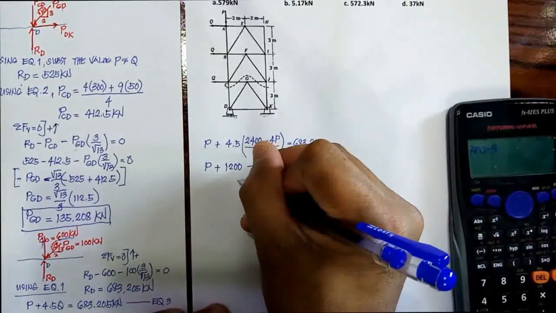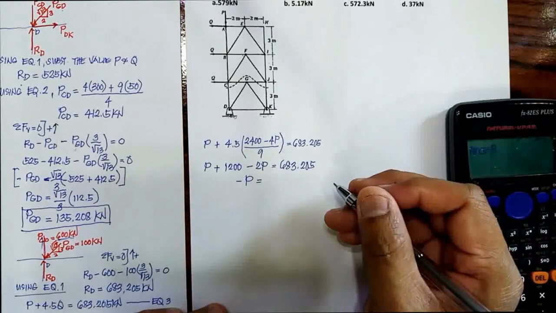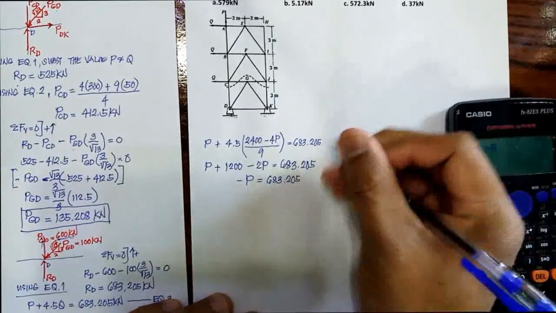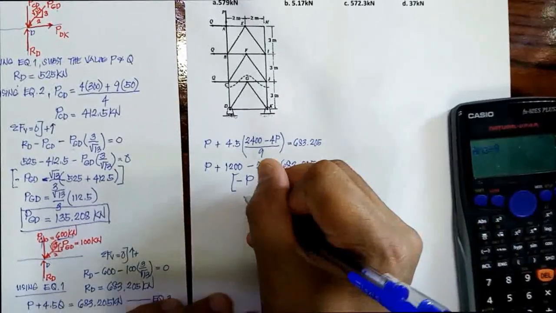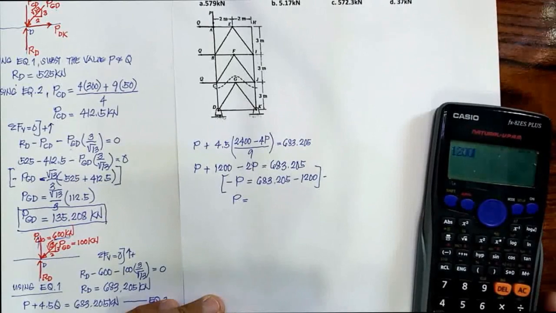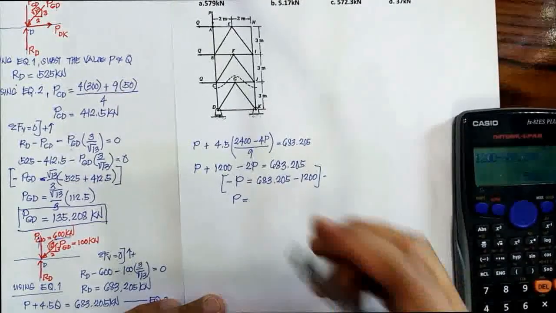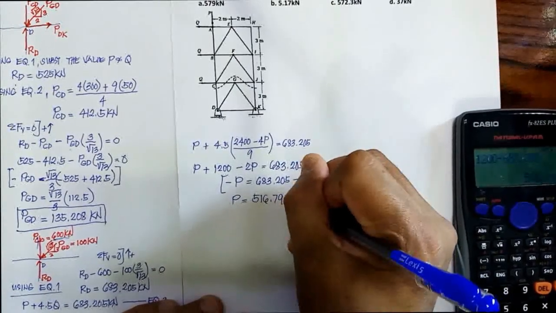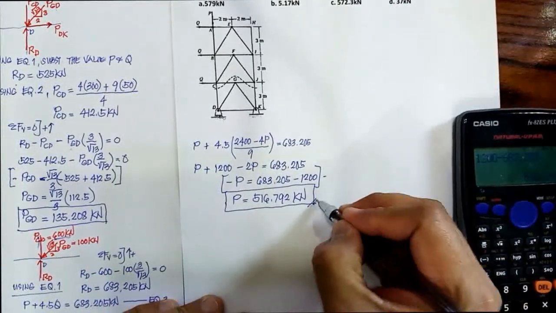We have minus P is equal to 683.205 minus 1,200. So multiply both sides by negative. We have P is equal to 1,200 minus 683.205. So the value is 516.792 kilonewtons. This is the answer for question number 2.